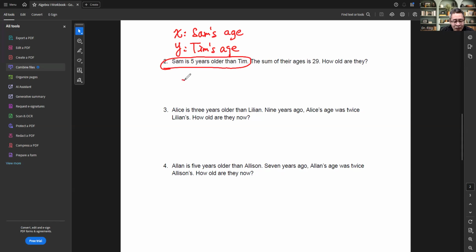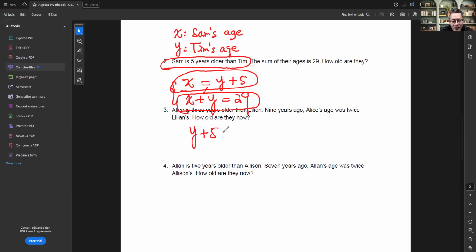So Sam, X, is 5 years older than Tim, so it's Y plus 5. And we also know that the sum of the ages is 29. So that means X plus Y is 29. Okay, now we got this system of equations. Same thing, we do substitution. We substitute this into this equation. So X now is replaced with Y plus 5. Then plus Y is 29.